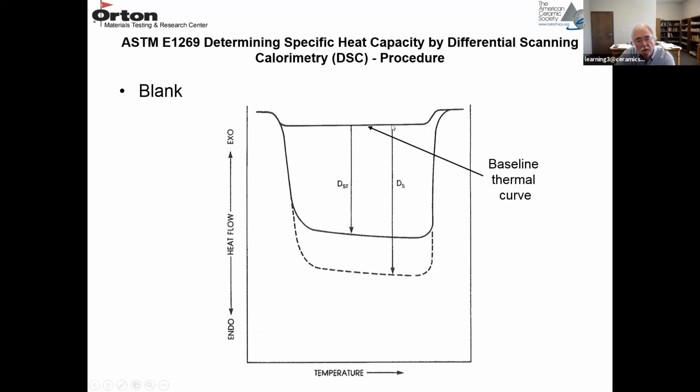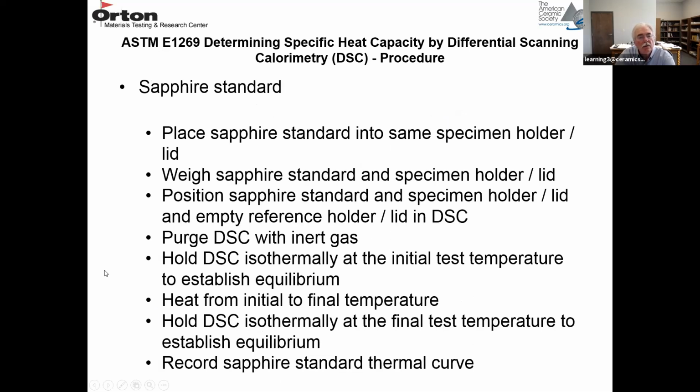This first curve up here is the baseline curve. That's without a sample. You next place the standard reference. In this case, we're using sapphire in the same sample holder and lid. You have to weigh the standard, the specimen holder and lid, position the sapphire standard and specimen holder and lid in the empty reference holder, position, purge it with an inert gas.